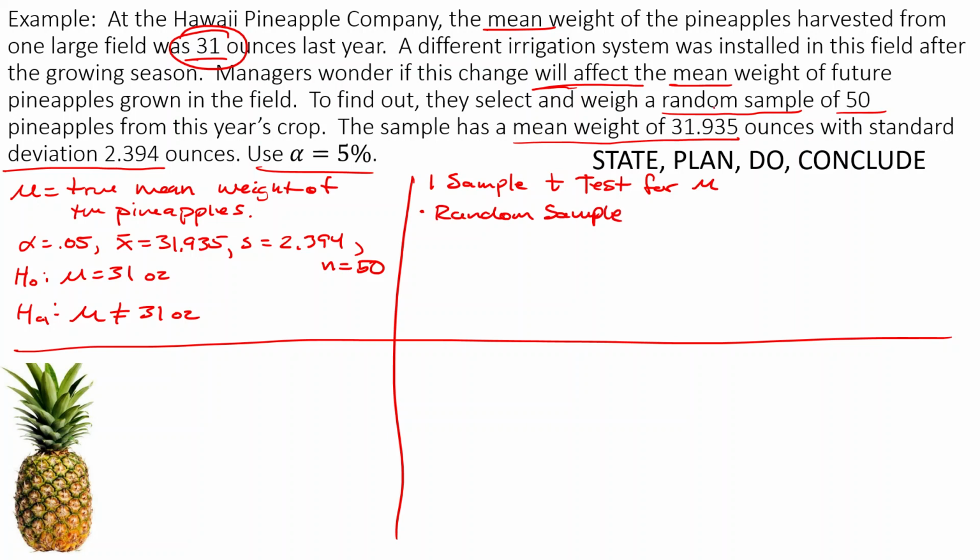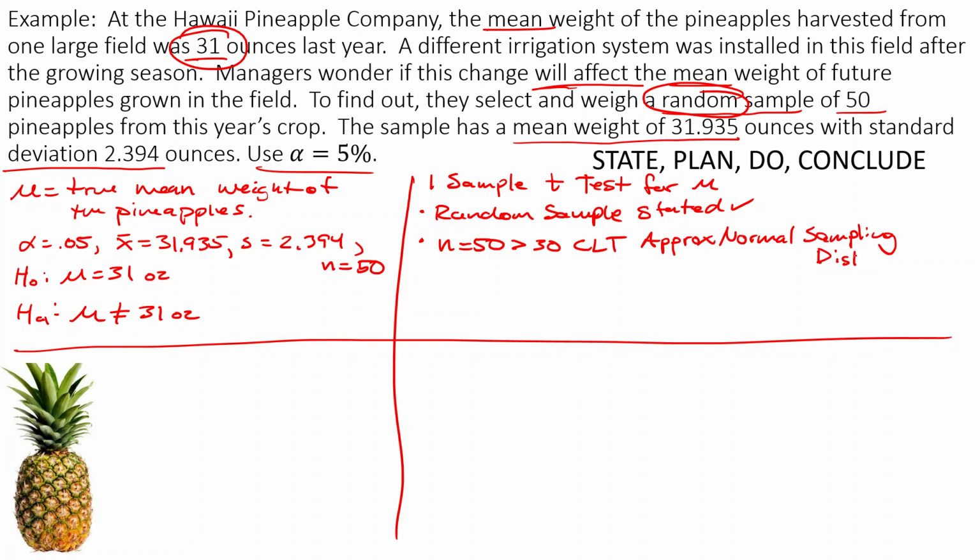And it is stated up here somewhere. There it is, random sample. So that's stated. All right, for the normal condition, n equals 50. Hey, that's good. That's bigger than 30. So by the central limit theorem, we have an approximately normal sampling distribution. Oops, started writing normal again. Approximately normal sampling distribution. Check.